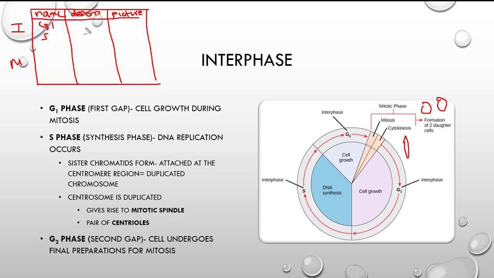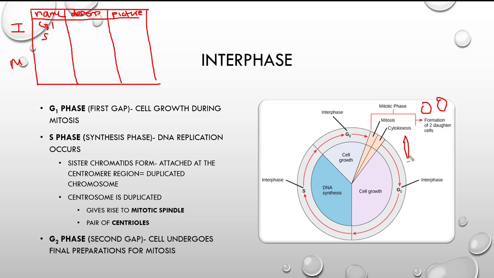Over here, I would write my description that it's basically undergoing some growth after mitosis. It's just formed, it's just undergone cytokinesis, so it's a little smaller. It needs some Golgi apparatus, it needs some mitochondria, so it's growing.